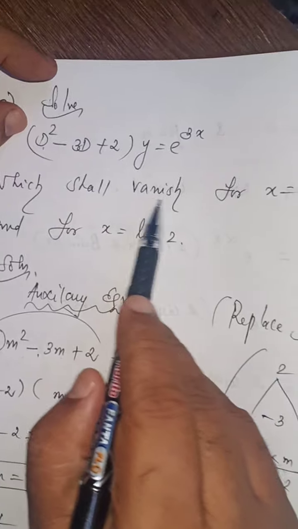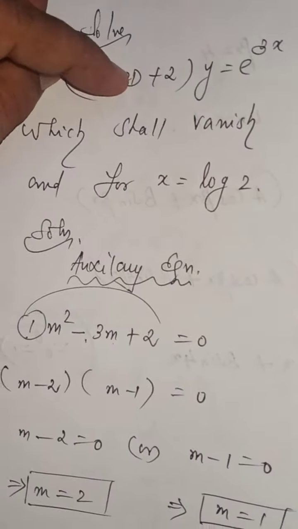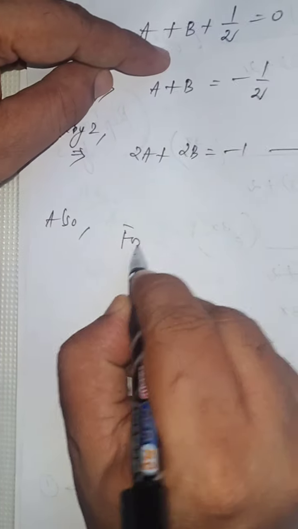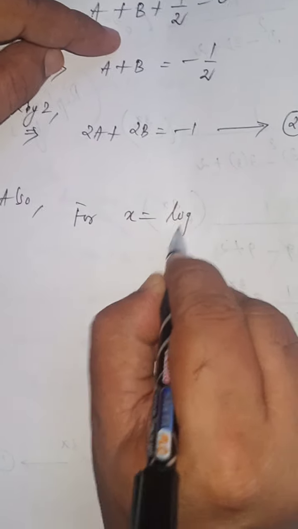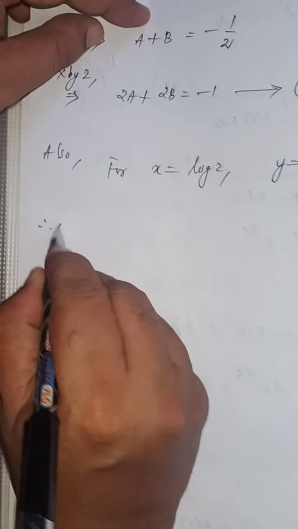Shall vanish means, as I already told you, y equals 0 for x equal to log 2. For x equal to log 2, y equals 0. Therefore, substitute the values of x and y in equation number 1.